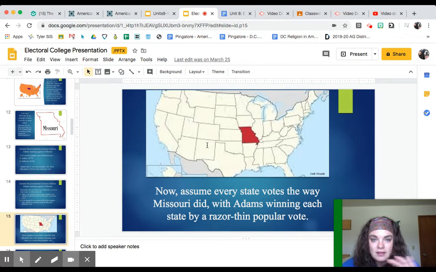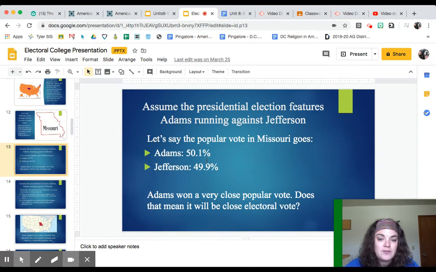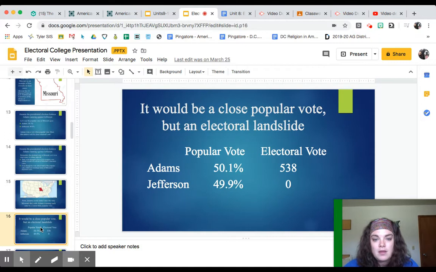Okay, we're going to take this example a little bit further. Now let's assume that every state vote for Adams versus Jefferson works out the same way that it did in Missouri. That means that in every other state, Adams gets 50.1% of the votes and Jefferson gets 49.9%. It would be a very close popular vote, but the Electoral College vote would work out like this. If every state voted the same way that Missouri did, even though we had almost half of people wanting Jefferson, he would get exactly 0 Electoral College votes because of the way that electoral votes are dispersed.